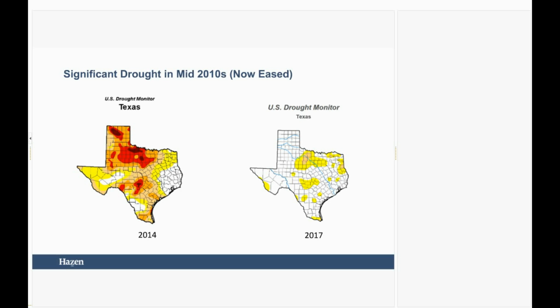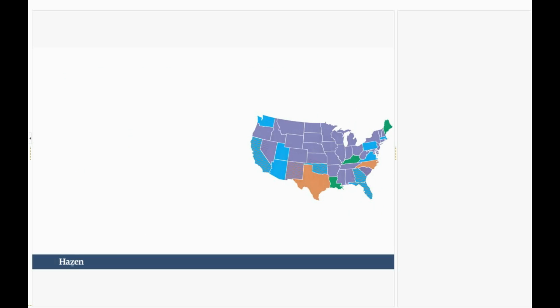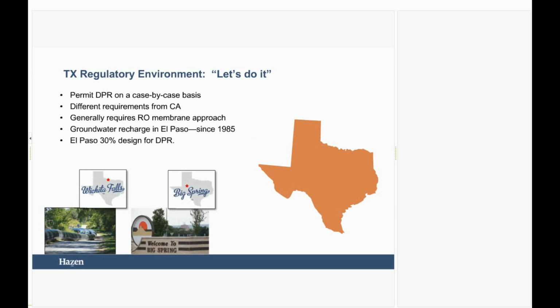ran out of water. One of those was the town of Wichita Falls, a couple of hours north of Dallas, and Big Spring, Texas, which is over in the oil areas to the western part of the state. And Texas, given that condition, moved towards allowing direct potable reuse on a case-by-case basis, and to date is really the only state in the United States that has done that.